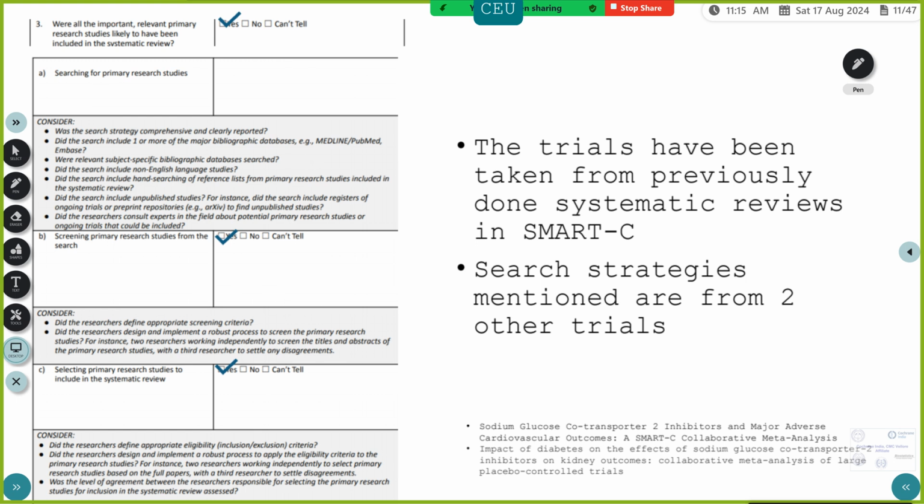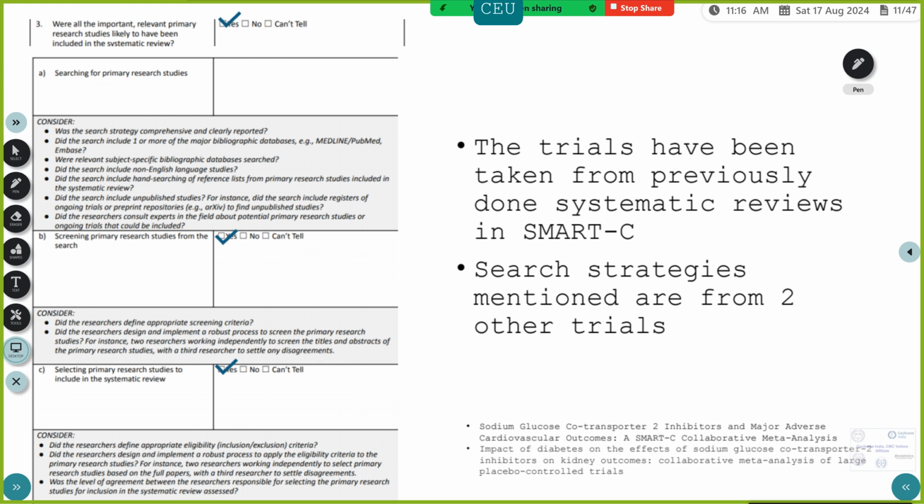They have looked at these two systematic reviews. One is the SGLT2 inhibitors and major adverse cardiovascular outcomes. The other one is the impact of diabetes on the effects of SGLT2 inhibitors on kidney outcomes. From these two systematic reviews, they have taken the trials. One had 13 trials, the other had 11 trials, and they have taken 12 out of these trials and used it for their meta-analysis. The authors, however, were overlapping among all these systematic reviews.